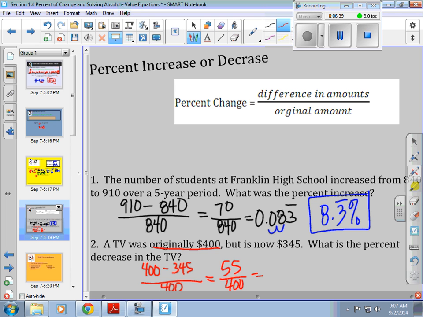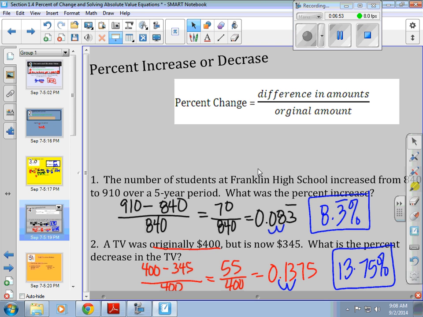And if you go ahead and divide that out, you get 0.1375. And so this is a decimal, moving it 2 to the right, 13.75%. So this one, the price decreased by 13.75%.